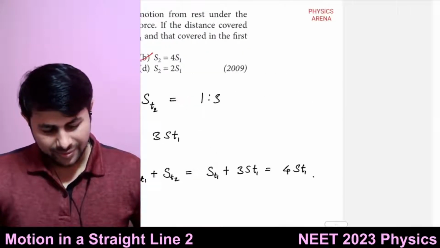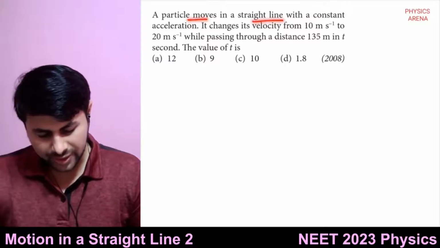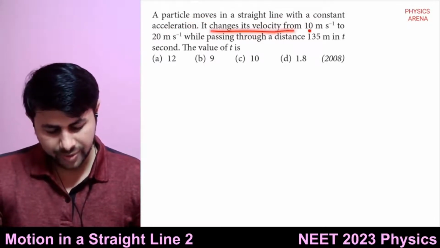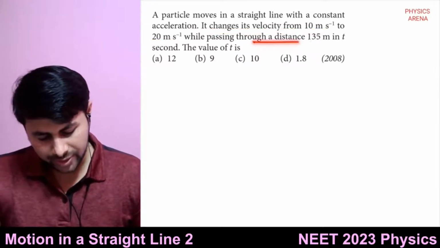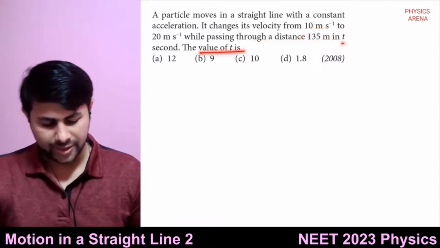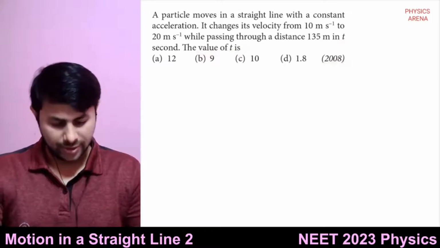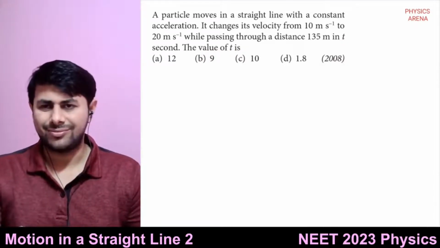Let's see next question. A particle moves in a straight line with a constant acceleration. It changes its velocity from 10 meters per second to 20 meters per second while passing through a distance of 135 meters in t seconds. The value of t is. This is from NEET 2008, and a very simple question. You tell me how to solve.